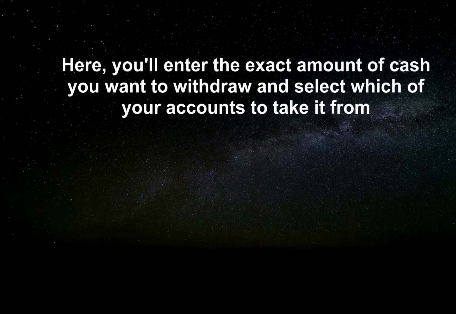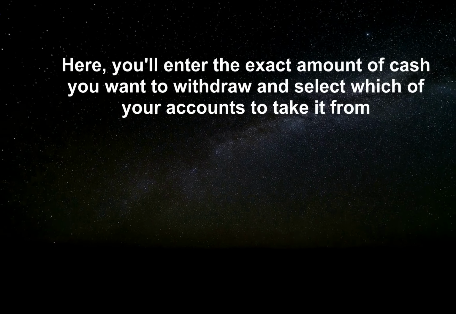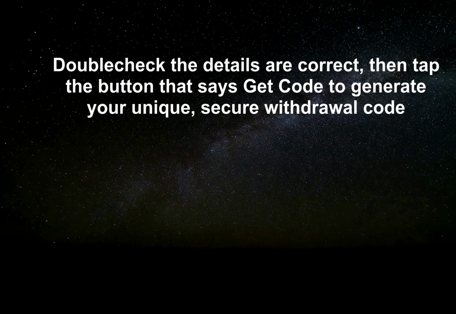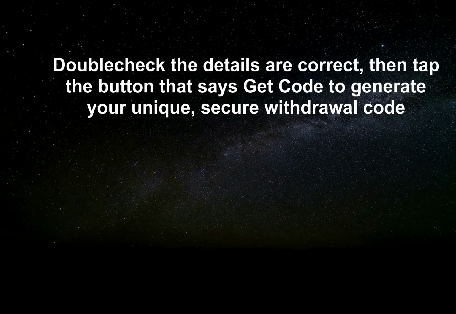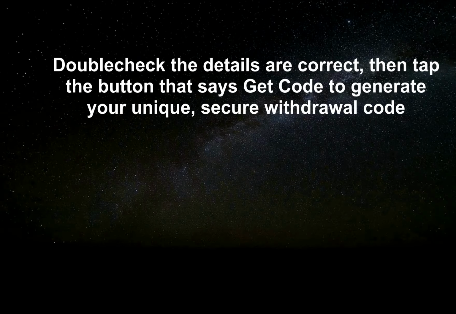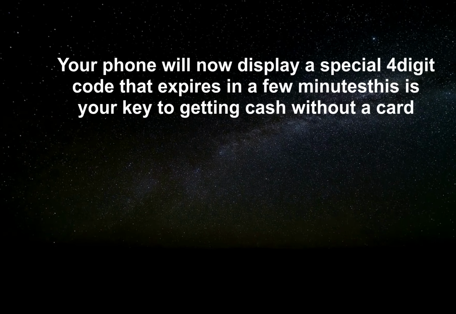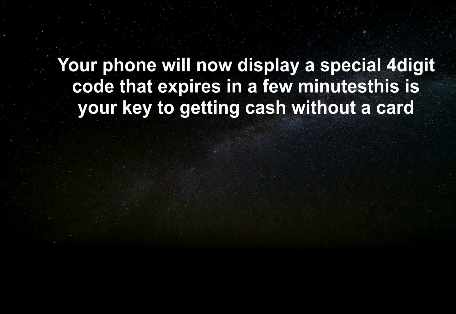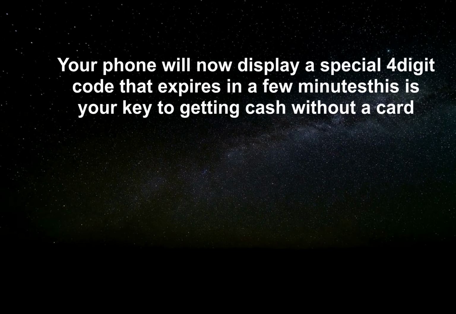Here, you'll enter the exact amount of cash you want to withdraw and select which of your accounts to take it from. Double-check the details are correct, then tap the button that says Get Code to generate your unique, secure withdrawal code. Your phone will now display a special 4-digit code that expires in a few minutes. It is your key to getting cash without a card.